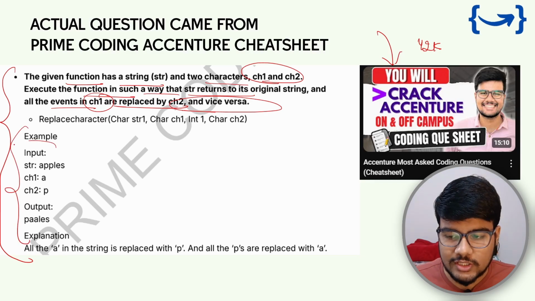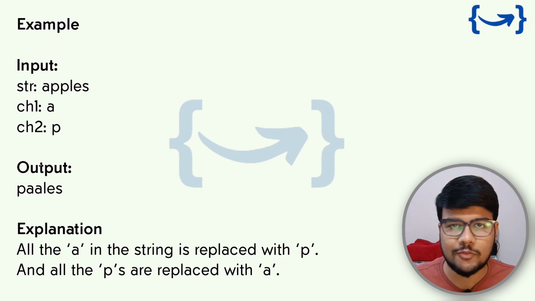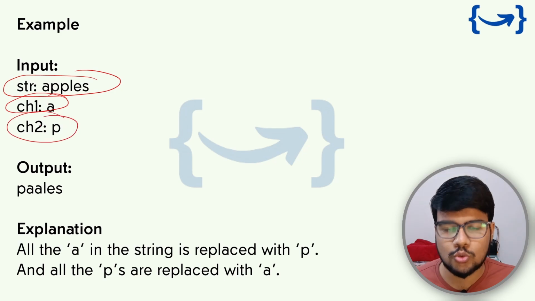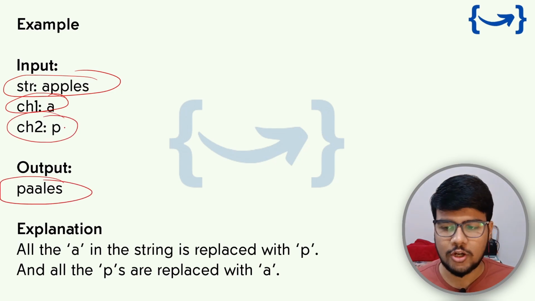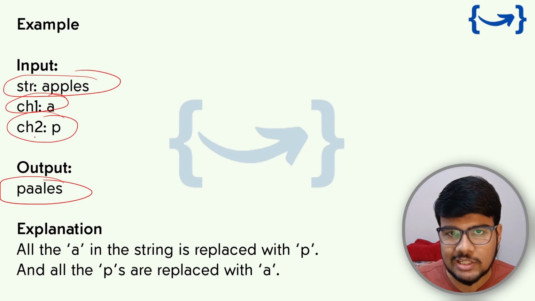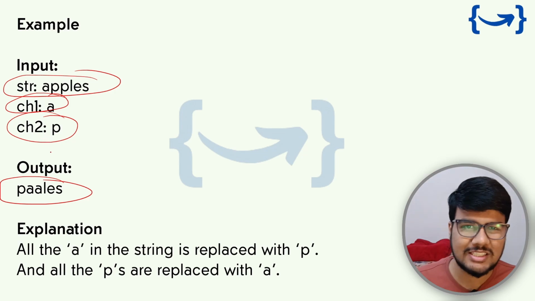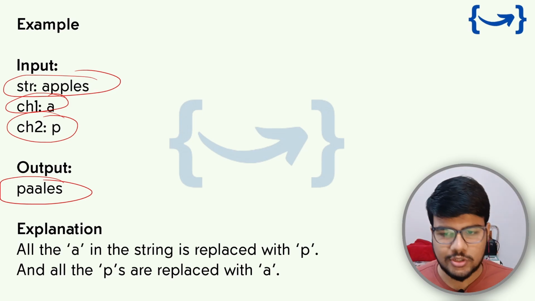So focus on the test case, ch1 and ch2. This is the example which was given in the OA of Accenture. The same example: apples, ch1 is a, ch2 is p, and the output should be pals, where all A's are replaced by P's and all P's are replaced by A's. So this is a very simple walkthrough based question. Without wasting time, let's check out the solution.